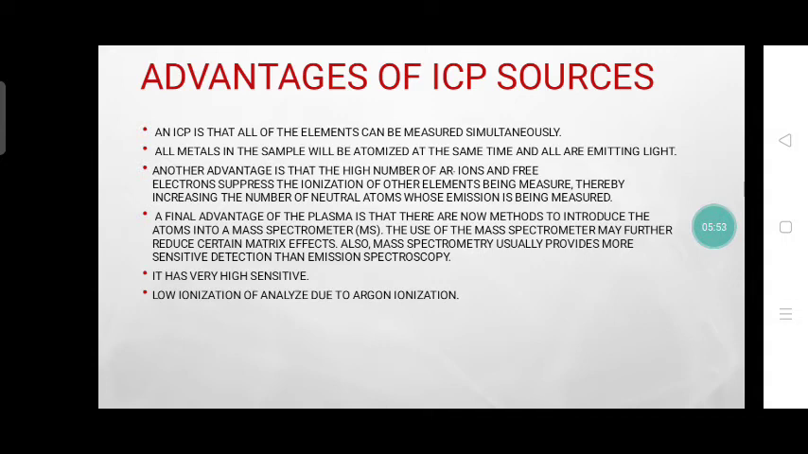A final advantage of the plasma is that there are now methods to introduce the atoms into a mass spectrometer (MS). The use of the mass spectrometer may further reduce certain matrix effects. Also, mass spectrometry usually provides more sensitive detection than emission spectroscopy. It is very highly sensitive. And the last one is low ionization of the analyte due to the argon ionization.